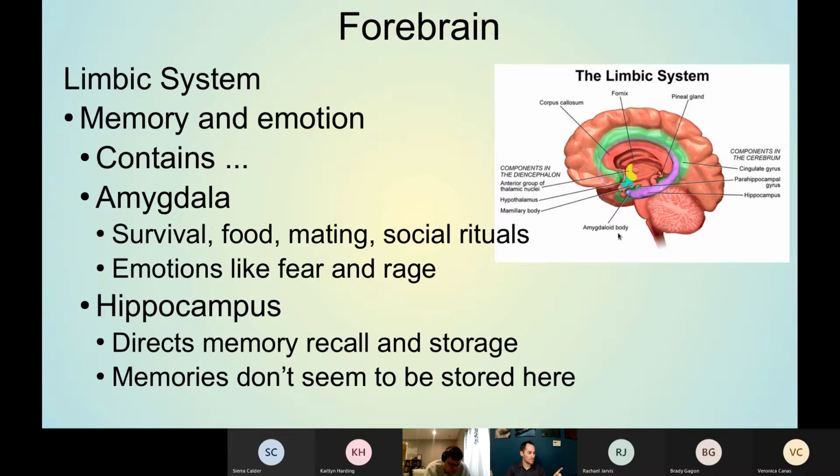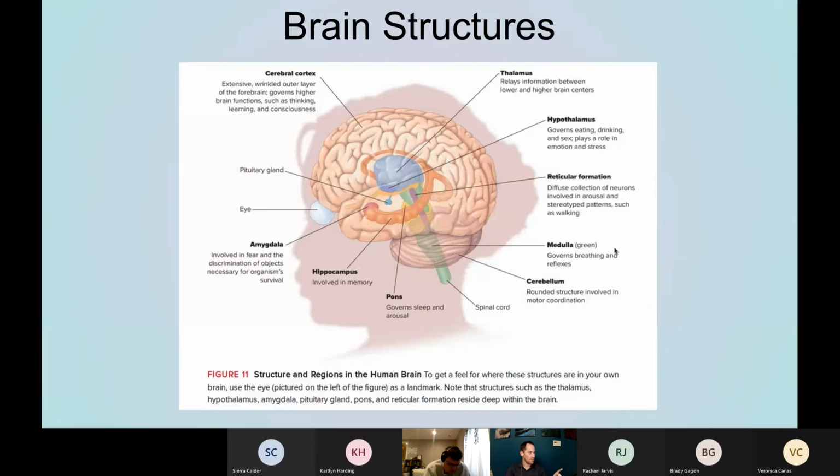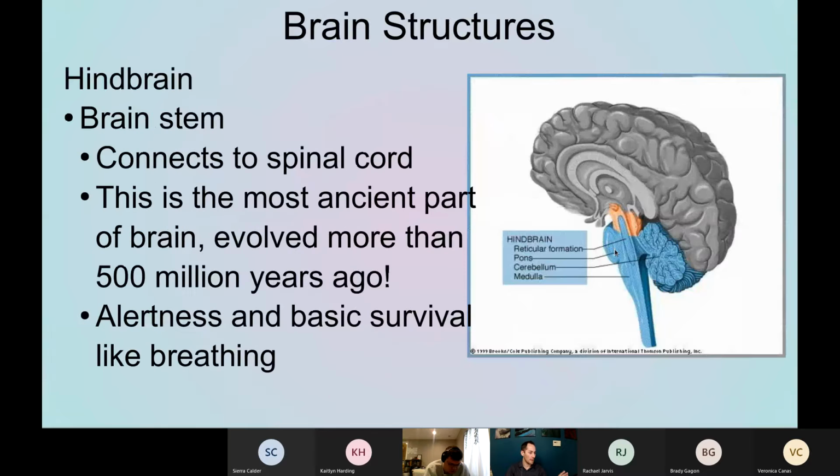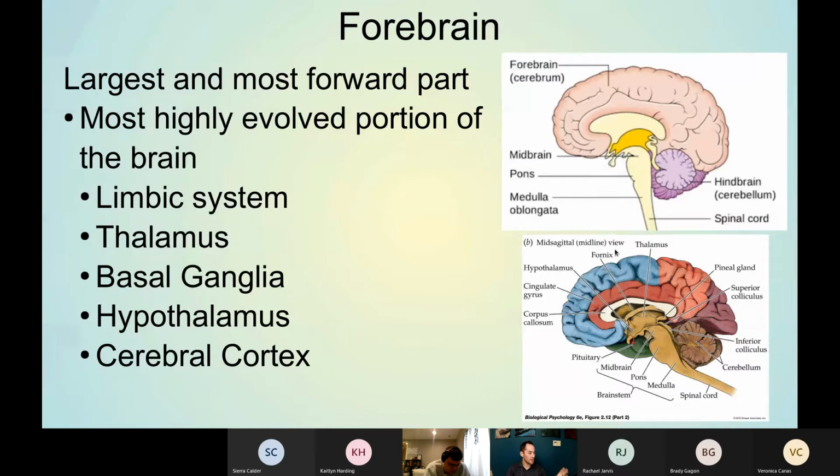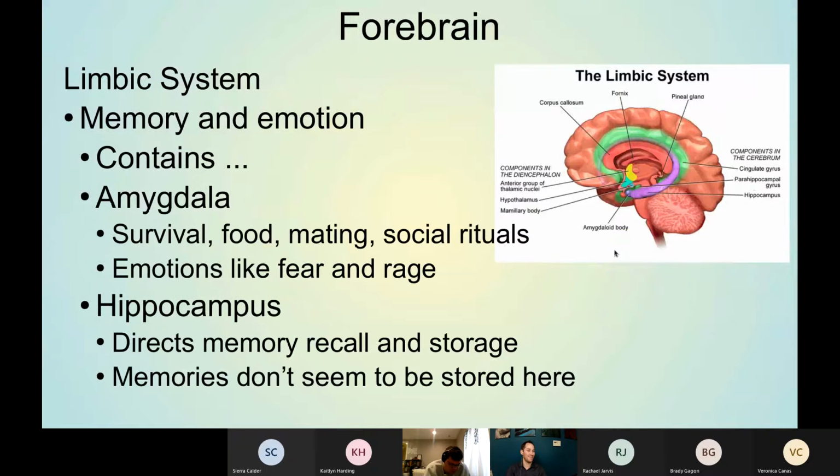Did I mix it up in the slides? I might have. No. Okay. So yeah, hippocampus is the one that does the memories.